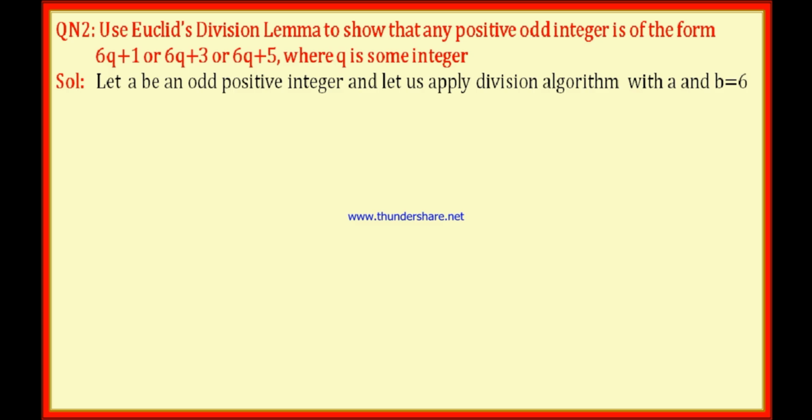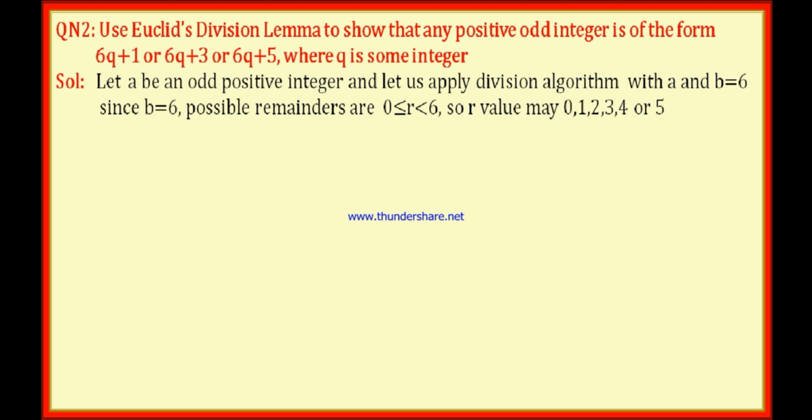a is equal to 6q plus 1, a is equal to 6q plus 3, a is equal to 6q plus 5. Therefore, in the place of b we have 6. You write the same, b is equal to 6. Since the divisor is 6, what are the possible remainders? Remainder should be either 0 or less than 6. If we divide any number by 6, the remainder may be 0, or 1, or 2, 3, 4, 5.